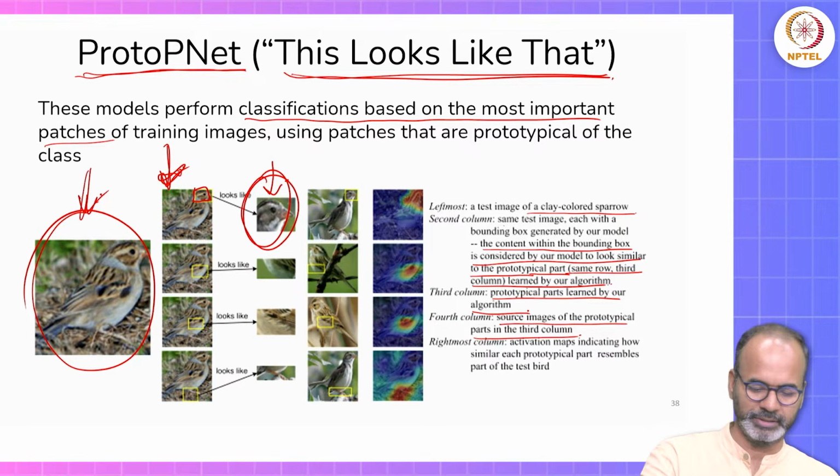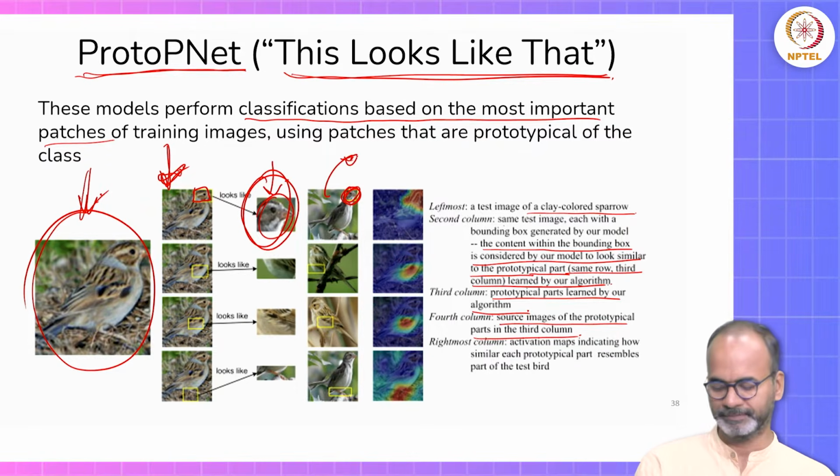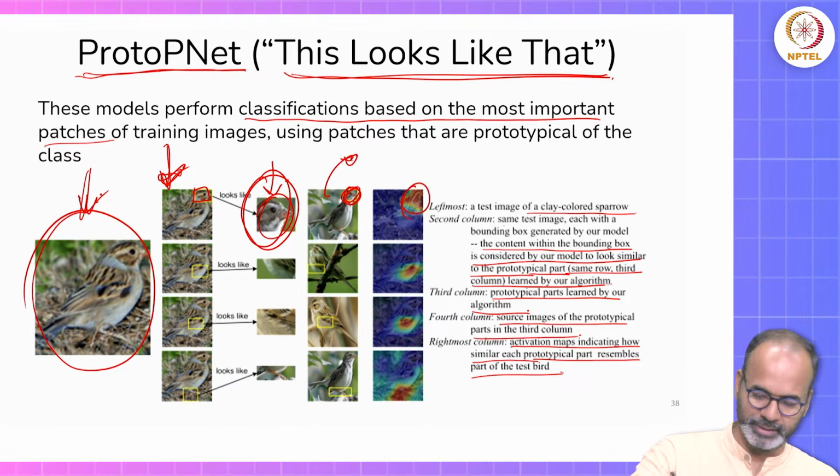And then the next is source images of the prototypical parts in the third column, which is a different image. Oh, this looks very similar to this part of the image in another image that we have in the data set. The rightmost column is activation maps indicating how similar each prototypical part resembles part of the test bird. Right? So that's the part which our focus is.